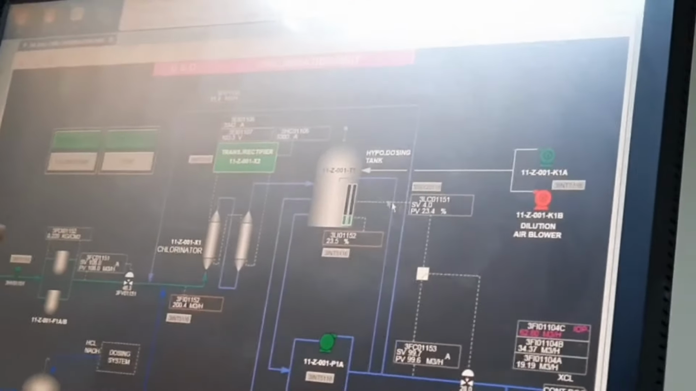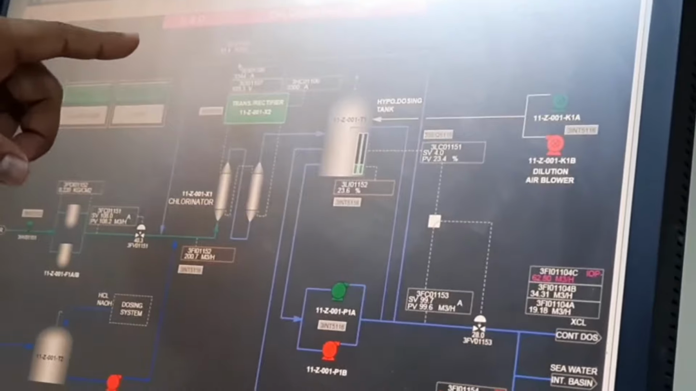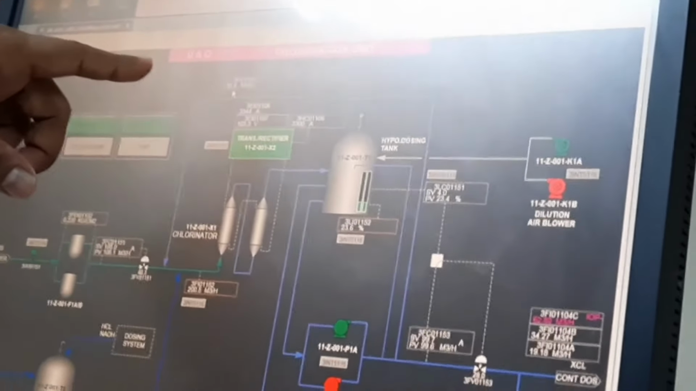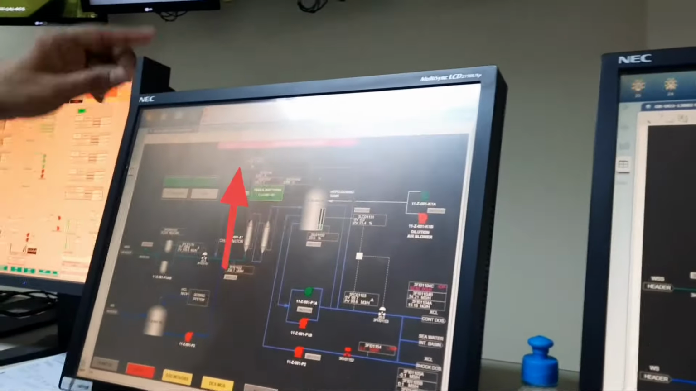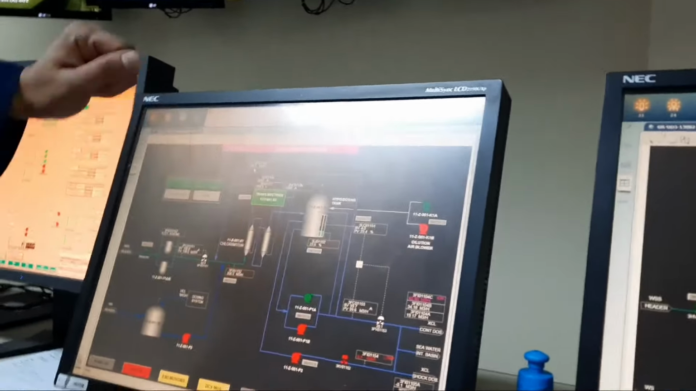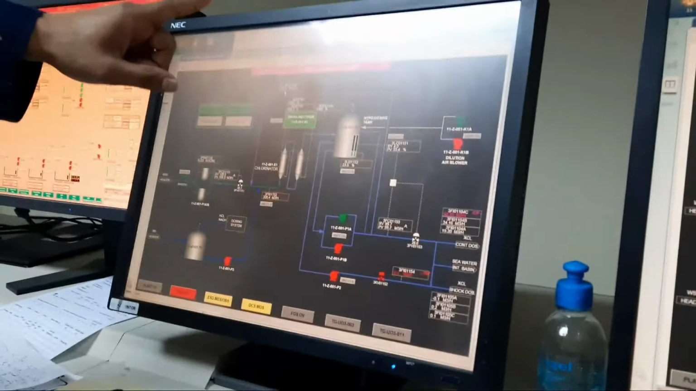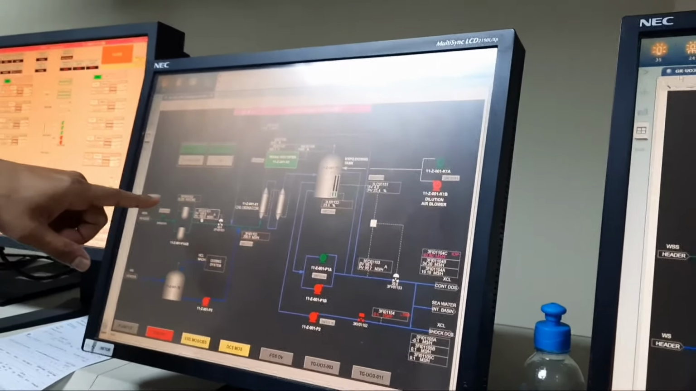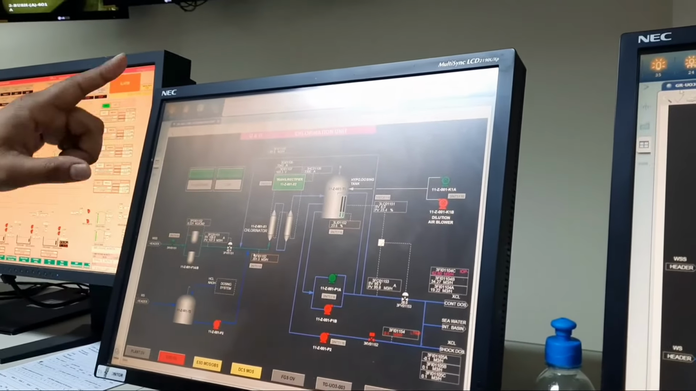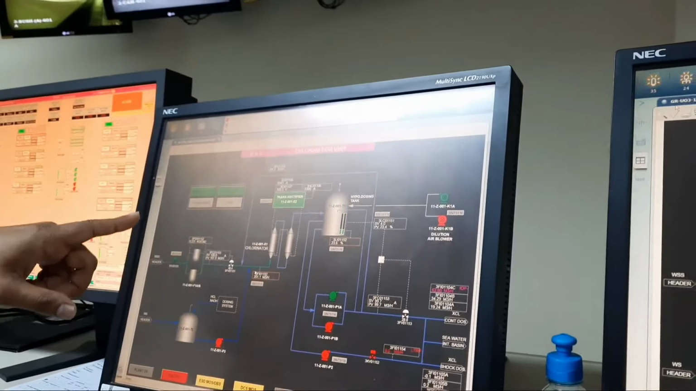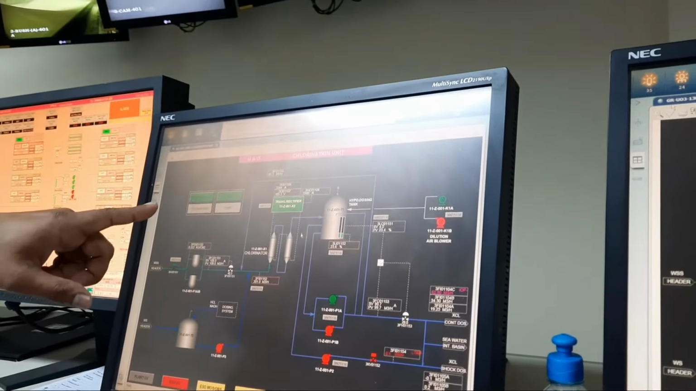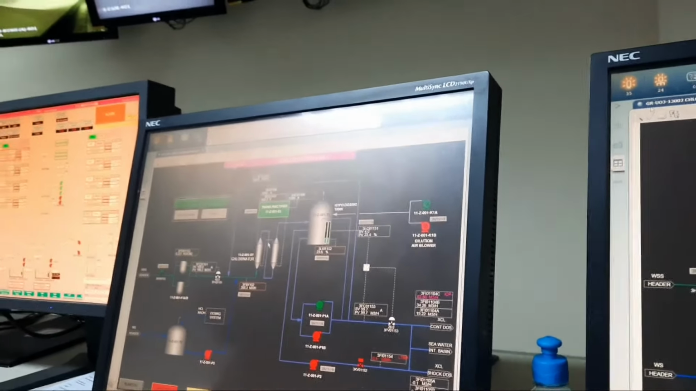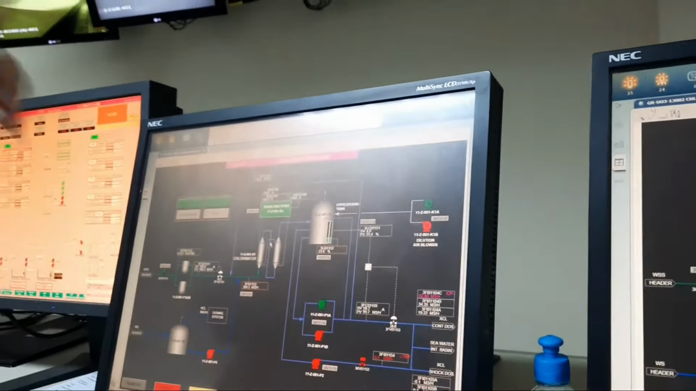So the remaining 89 meter cube we are taking from this line, which is a recycle line. Now it shows 91, this is some fluctuation. Normally this line requires 89 meter cube as per design. So 89 meter cube and 108 meter cube, total flow will be 197 meter cube. So 197 meter cube is required for the hypochlorite generation, for proper reaction.